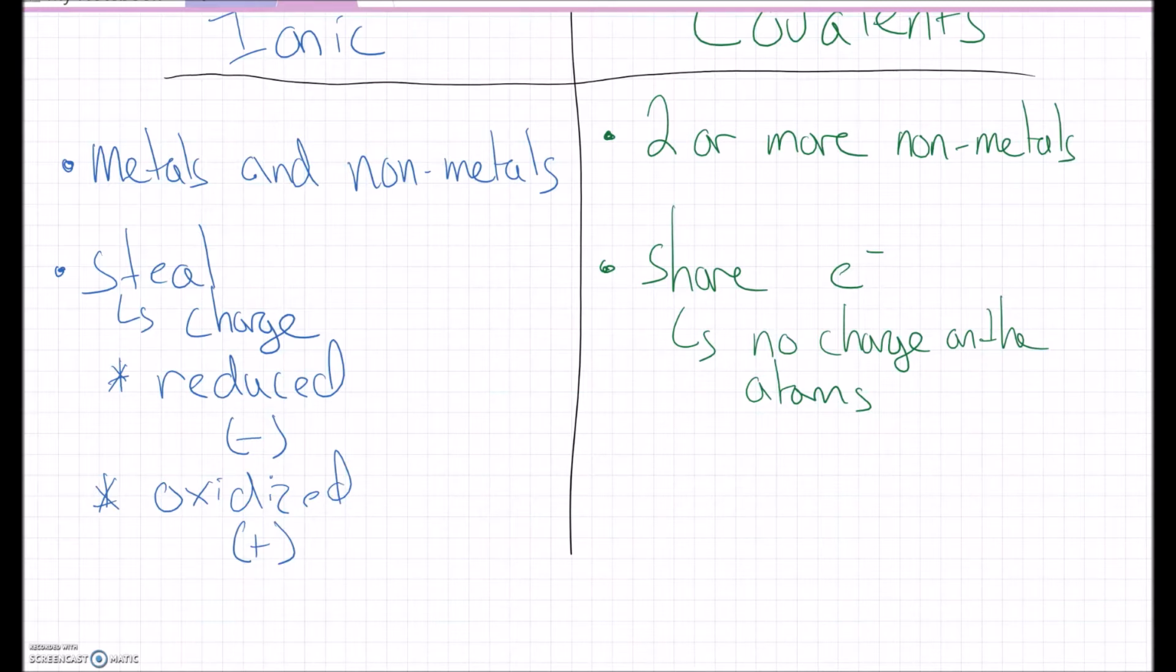Here, both atoms don't have any charge. Technically, they can have a partial charge, but we'll talk a little bit more about that later. We call that electronegativity, and that's just the affinity for electrons by an atom. What does oxidize mean? Oxidize means you lose an electron, so you become positive.